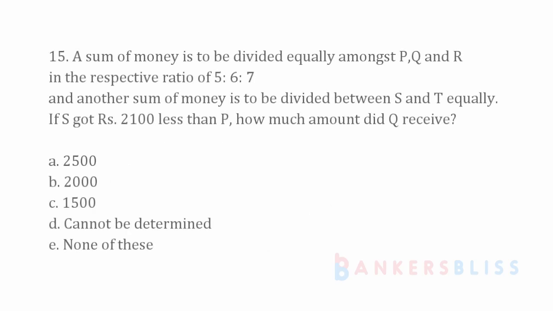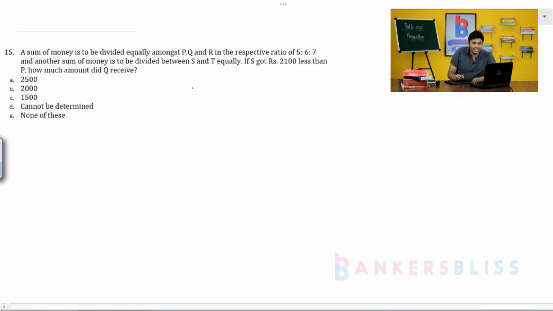Problem number 15. A sum of money is to be divided equally among P, Q and R in the respective ratio of 5:6:7, and another sum of money is to be divided between S and T equally. If S got rupees 2100 less than P, how much amount did Q receive? See here what they are telling: S is getting 2100 less than P, means S plus 2100 is equal to P. Next, they have given S is equal to T.